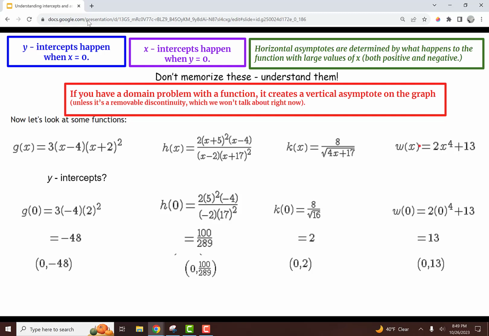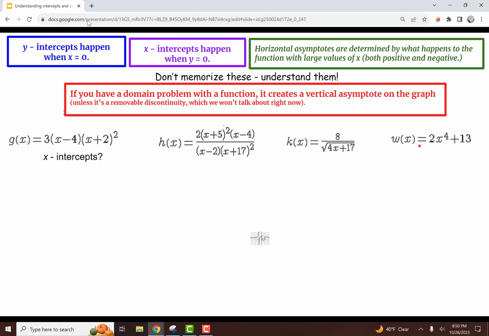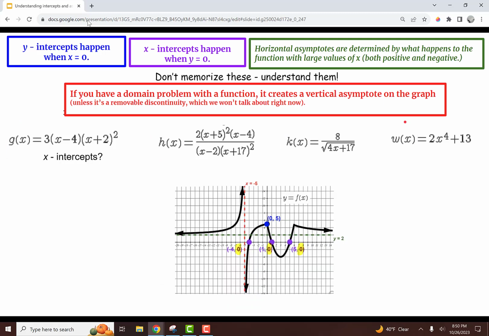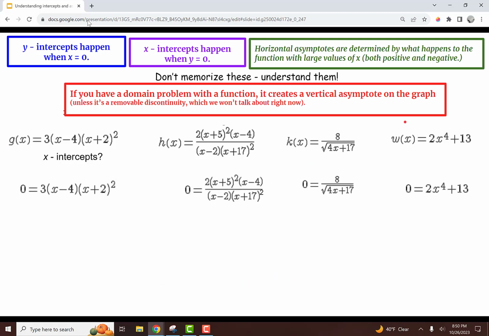Now, y-intercepts are the easy ones. X-intercepts are a little bit harder. But again, let's remember that x-intercepts happen where the y value is 0. So we pretty much want every single function to equal 0 when we're looking at them separately. We're going to want to solve these 4 equations. Now, this one is factored.